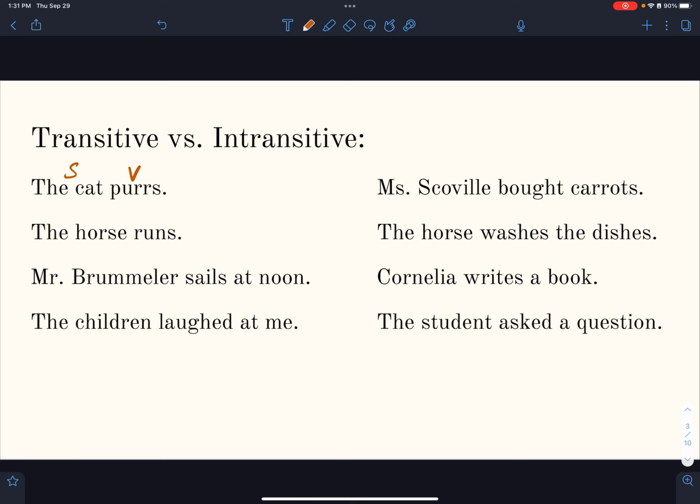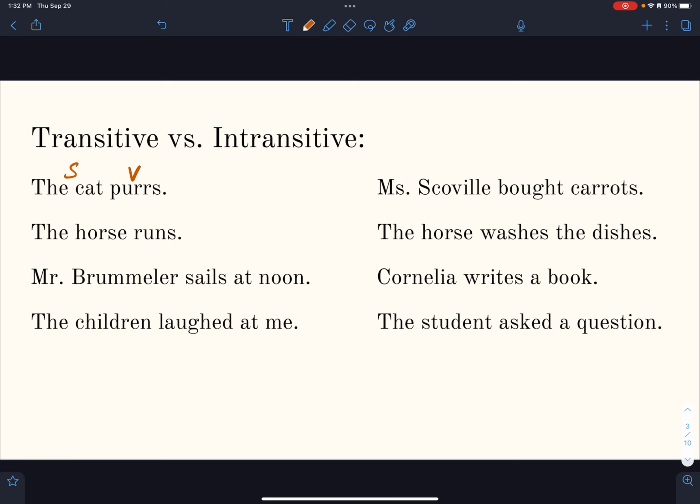Is this transitive or intransitive? Remember, transitive transfers the action, intransitive does not. Jack, what do you think? Oh, it's intransitive. It does not transfer action to a direct object, right? The cat purrs, that's it, end of story.